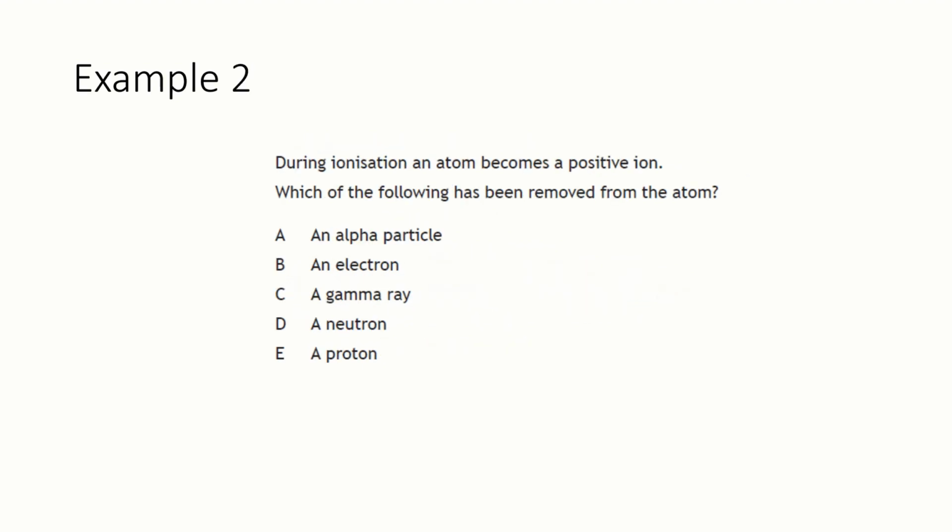Example 2. During ionisation, an atom becomes a positive ion. Which of the following has been removed from the atom? Again, pause the video, take a wee bit of time to come up with an answer. And so the answer's B, an electron. It's always the electrons that are removed, and when the electrons are removed, there's more positive protons than negative electrons, so that's why atoms become positive. It's the removal of electrons.